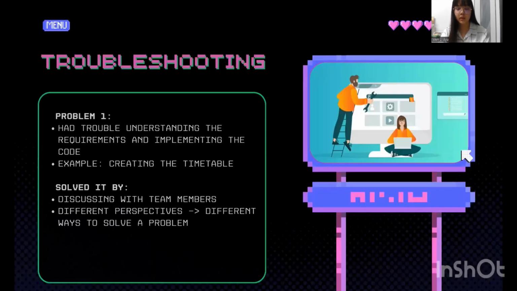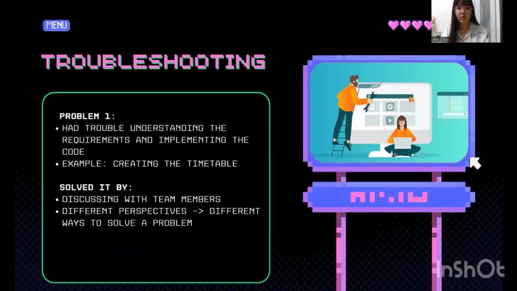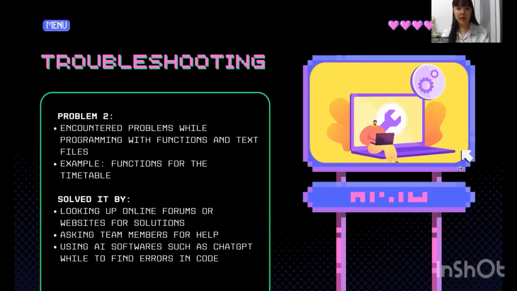Some problems that I personally encountered along the way was that I had trouble understanding the requirements and implementing the code. For example, while creating the timetable. But I managed to solve it by discussing it with my team members, and I realized that my method was too rigid for the faculty members to create a timetable as they needed more flexibility. Through this, I realized that discussing with my different team members allows for different perspectives on the problem and for a solution.